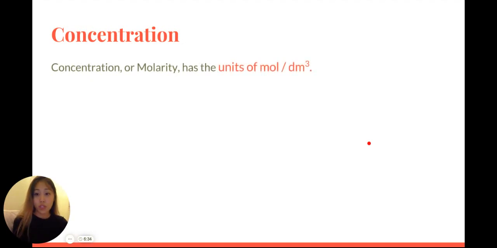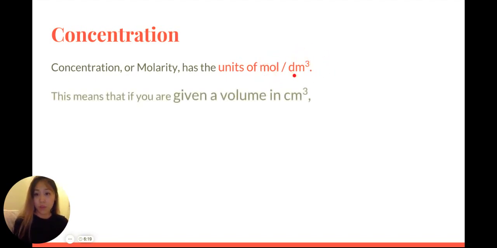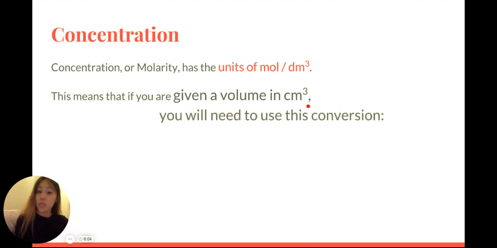Now looking at concentration. Concentration or molarity, we just discussed, has the unit of moles per decimeters cubed, right? Because the concentration equation is moles over volume. So we put the two units together. This means that if you're given a volume in centimeters cubed, so say the problem doesn't give you decimeters cubed, well then you're going to have to convert it to decimeters cubed from whatever you're given. You will need to use this conversion. This conversion is 1 decimeters cubed equals 1,000 centimeters cubed.